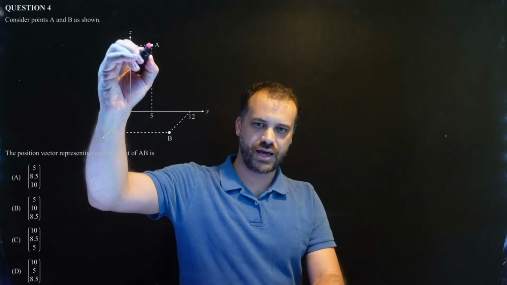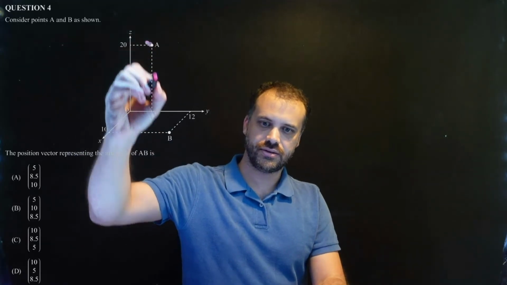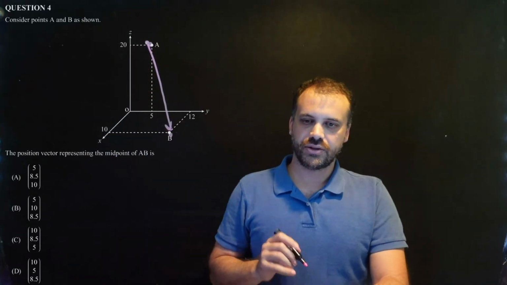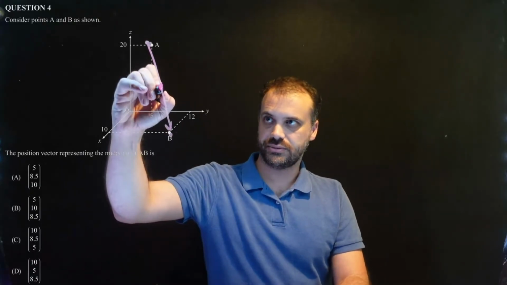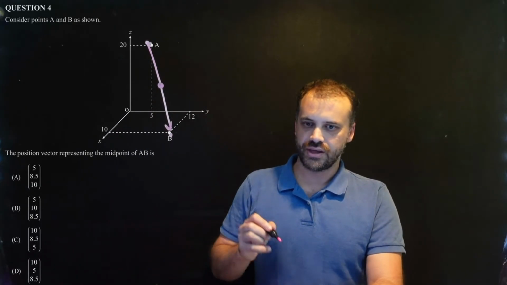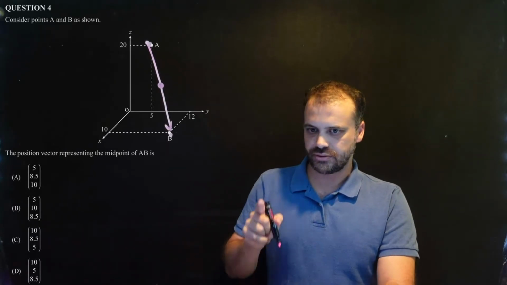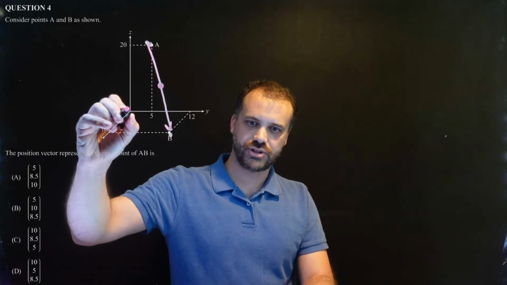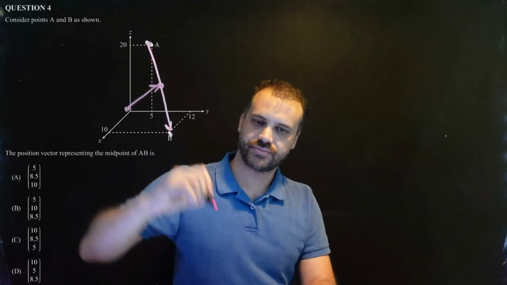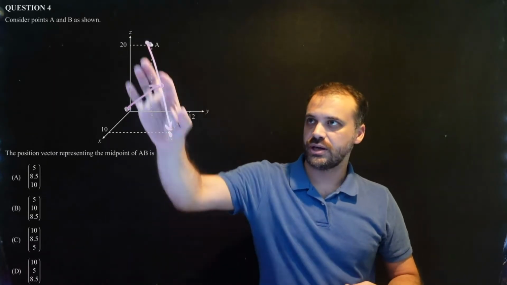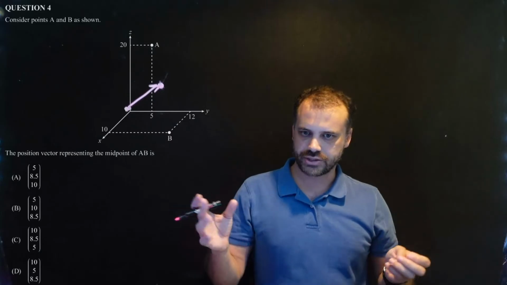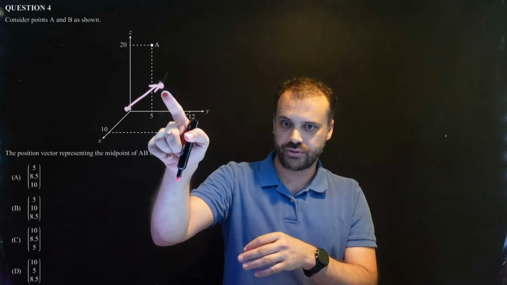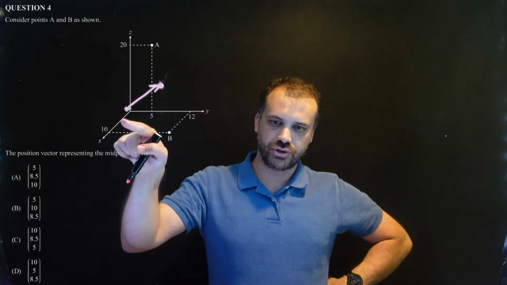Alright, so the midpoint of AB, this is A, this is B, so this is AB. The midpoint of AB is exactly what you would think it is. It's right there. The position vector representing the midpoint of AB is the vector that starts at the origin and goes there. Alright, so I've drawn a little bit on here. Don't need this, don't need this. Alright, so a position vector is really just the point. That point right there, right? Now, you just got to do things in the right order.